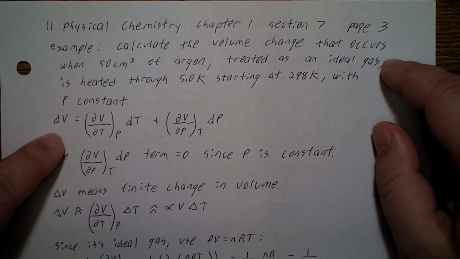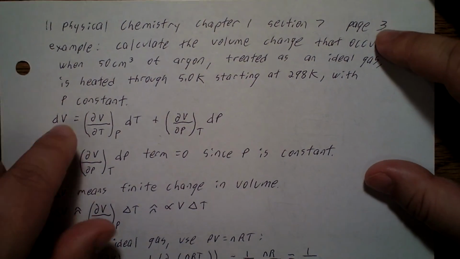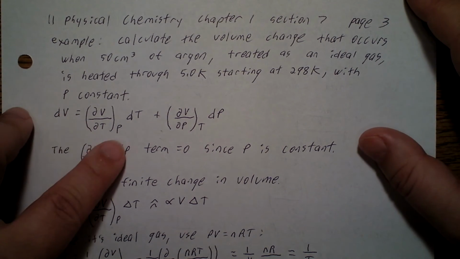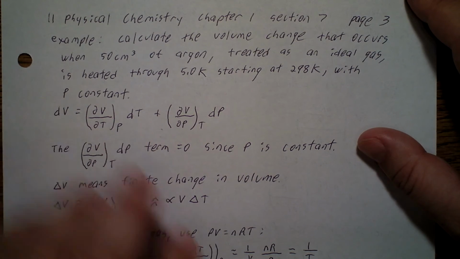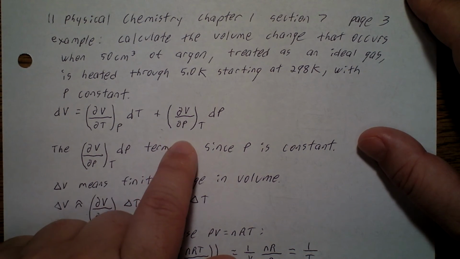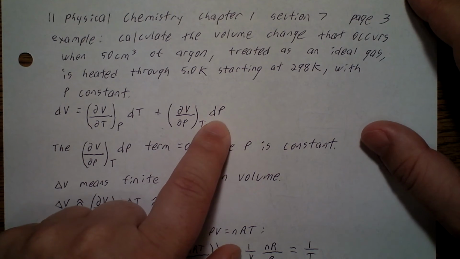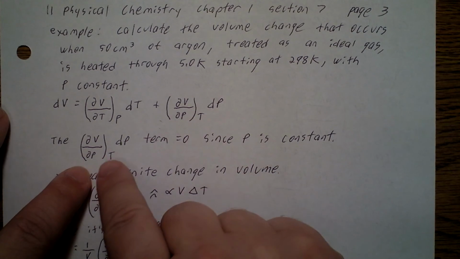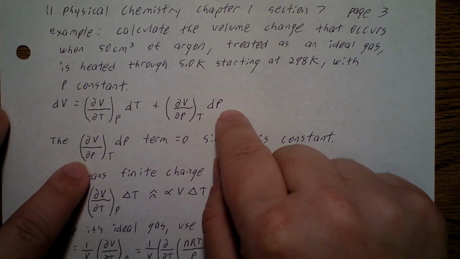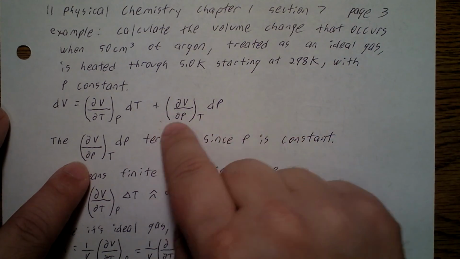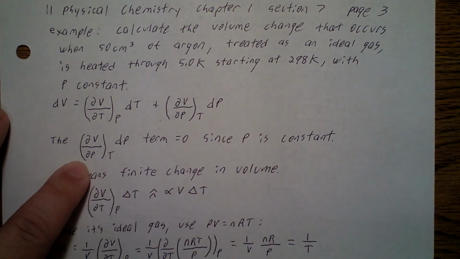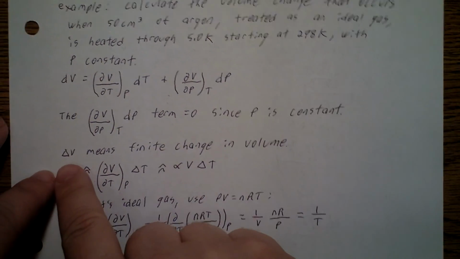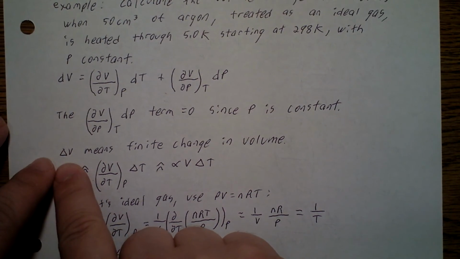So we're going to start out with that slope formula, the extensive version. The differential of volume is equal to the partial derivative of volume with respect to temperature holding pressure constant times the differential of temperature, plus the partial derivative of volume with respect to pressure holding temperature constant times the differential of pressure. Now remember, we said constant pressure. If pressure is constant, the differential of pressure is 0. 0 times anything is 0, so this whole term is equal to 0. So that's the differential form, which would mean an infinitesimal change.